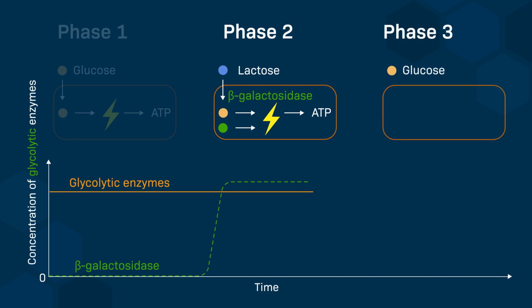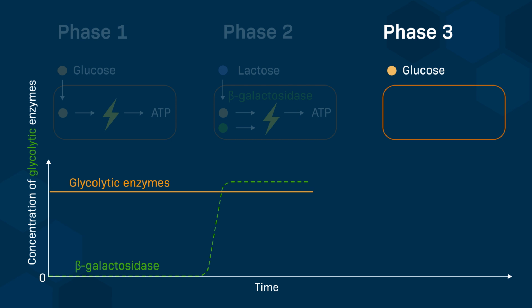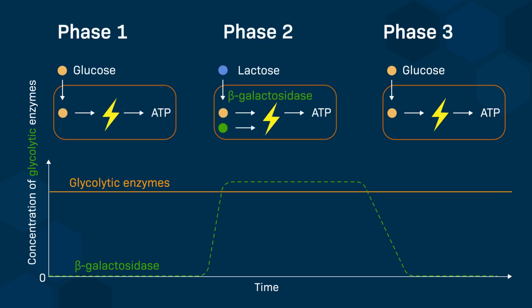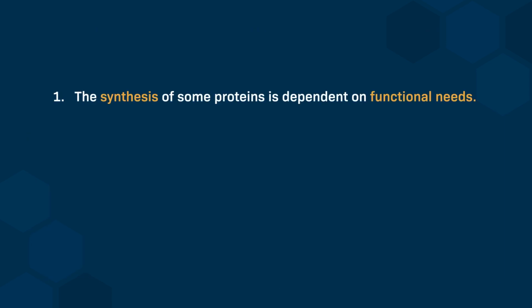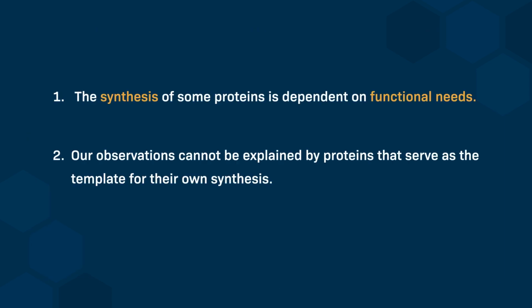During the third phase of growth, where lactose is replaced by glucose as the only source of carbon available for the bacteria, the concentration of glycolytic enzymes remains high and constant, and there is a relatively fast decrease in the concentration of beta-galactosidase as it is no longer needed by the bacteria. This experiment shows us two things. The synthesis of some proteins is dependent on functional needs, and our observations cannot be explained by a simple model where proteins serve as a model for their own synthesis.